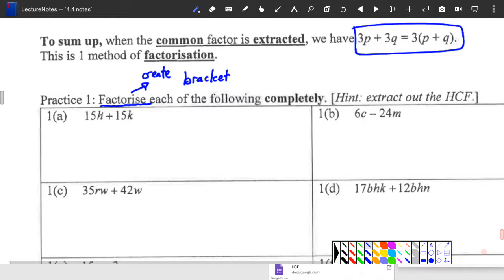Can follow? Try the first one. That means my answer must be something and then a bracket and then something inside. I need to write it this way. Now, how do I know what number to write here? You have to look at these two and tell me what is the highest common factor. Usually I will use the word extract, I use the word take out. So this one means take out.